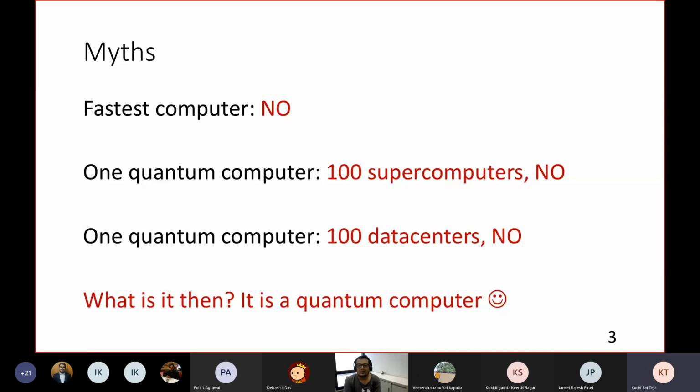There are these myths that I usually see online that the quantum computer is the fastest computer. You can create an equation that a quantum computer is equivalent to hundreds of thousands of supercomputers, or similarly, hundreds of thousands of data centers. The answers to all these equations are actually not correct. By definition, they are not correct.